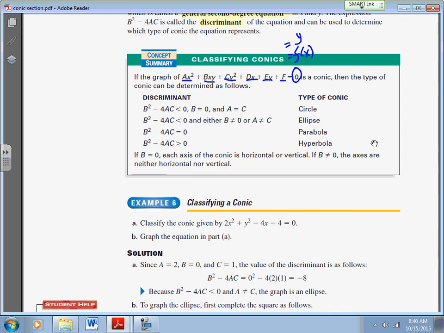Okay. Now these are the 4 different types of conic sections, and each one of them, if b squared minus 4ac is greater than 0, then we've got a hyperbola. Now the fact that you can identify it, that's great, but then you're going to have to be able to graph it as well. Okay? So not only by doing this are you going to be able to identify the 4 different ones, but you're going to have to be able to graph them as well.